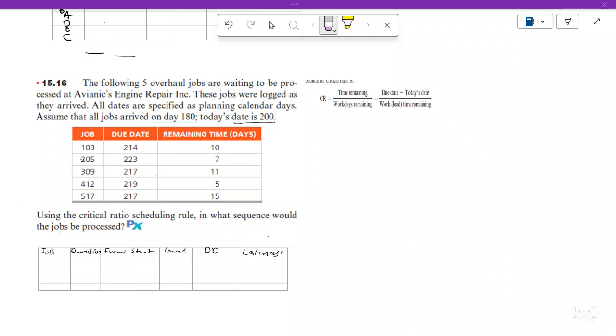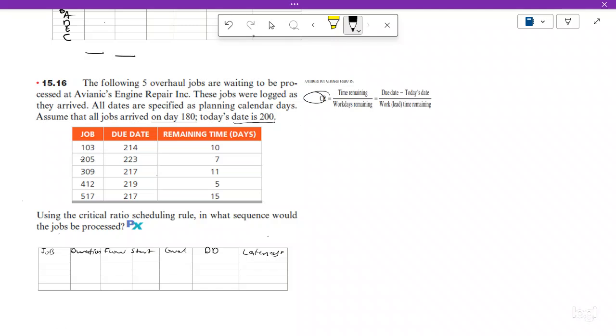The exercise for sequencing that works with critical ratios. So we're going to sort using critical ratios, and as you can see, the formula is stipulated at the top here, whereby the critical ratio is called due date minus today's date, divided by work lead or time remaining.